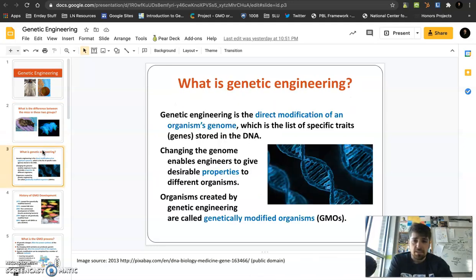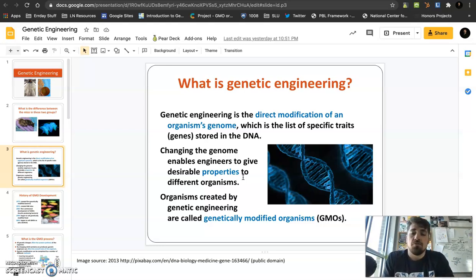So to jump into what genetic engineering is: it is the direct modification of an organism's genome. It's a direct change in an organism's genes, right? And that gene is a specific code for a specific protein. So when you change those things, it changes the protein, which, as you'll see here, changing the genome enables engineers to give desirable properties. So we can choose what characteristics this organism is going to show by manipulating their DNA.